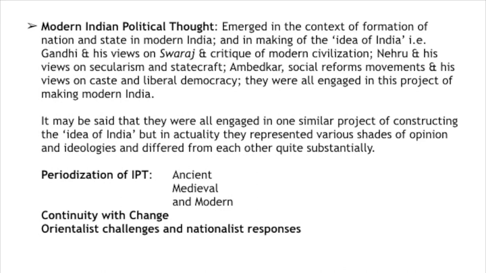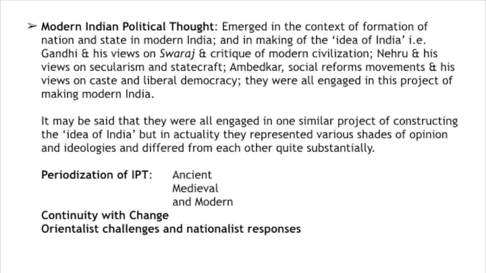Now comes the periodization of IPT, that is Indian political thought. As this discipline evolved, there is this division of Indian political thought into ancient political thought, which is also Hindu political thought, then medieval political thought, which is also called Islamic thought, and then the modern, where there is a kind of reconstruction, in some way a revival, of ancient Indian political thought. So this is a kind of classificatory division or an understanding of a linearity in the evolution of political thought in India, beginning from ancient to medieval and modern, but it is not really very helpful.